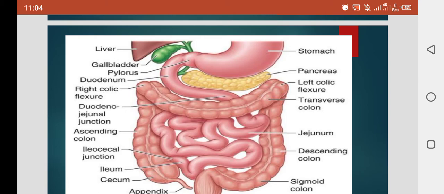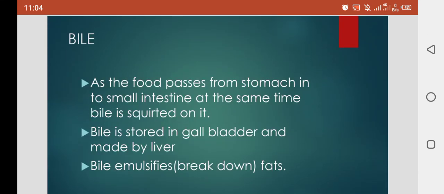Here is the gallbladder. The green part is the gallbladder and the yellow part is the pancreas. So what is the function of both these parts? Bile. Listen carefully. When the food passes from the stomach towards the small intestine, at the same time bile is squirted on it, bile is released.